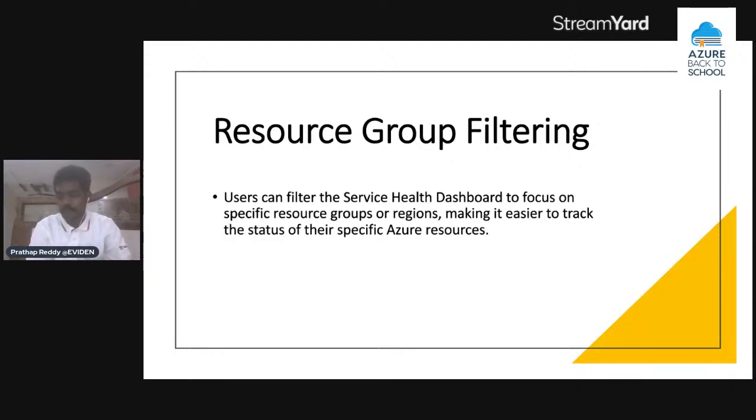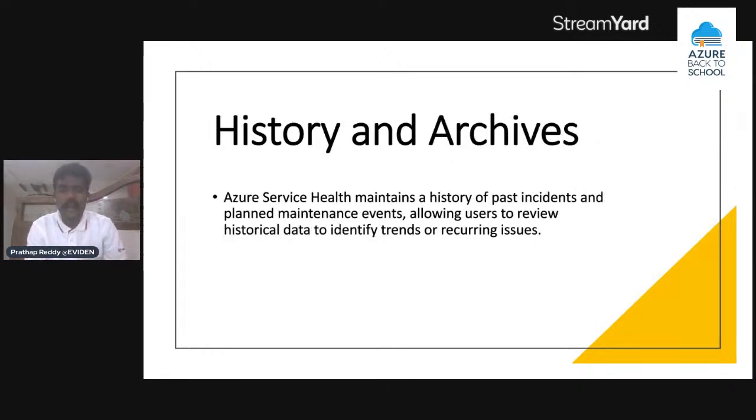Why? Because we cannot move forward with all the resources. Let's see, the incident will be happening in one particular service only. That's why we need to focus on that one particular service or resource group only. We cannot move forward with any other services as well. That's why we have to go for resource group filtering. When we do resource group filtering, this is what we'll be able to see here. And history and archives.